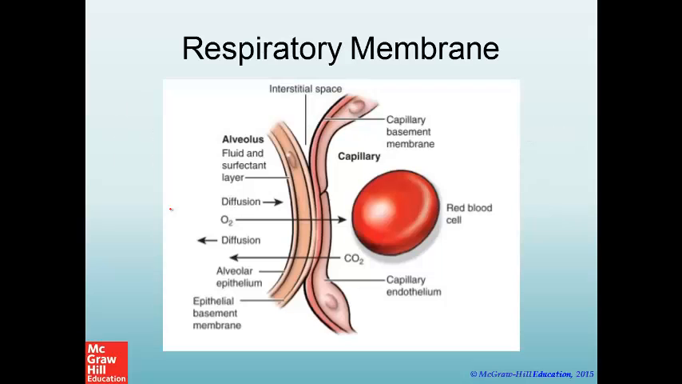Now that respiratory membrane is very thin. We kind of talked about that a little bit. The alveolus is made up of simple squamous epithelial cells. The capillaries are made up of simple squamous epithelial cells. And there's a little bit of connective tissue in between, that basement membrane. So it allows for rapid diffusion of gases, O2 from the alveolus into the blood, CO2 from the blood into the alveolus.